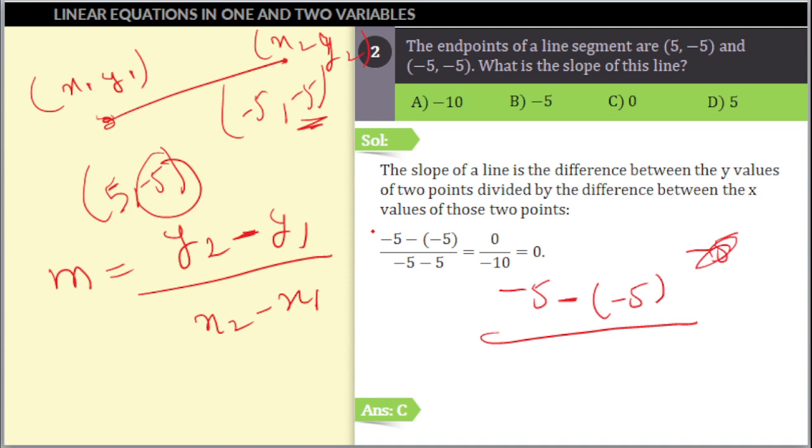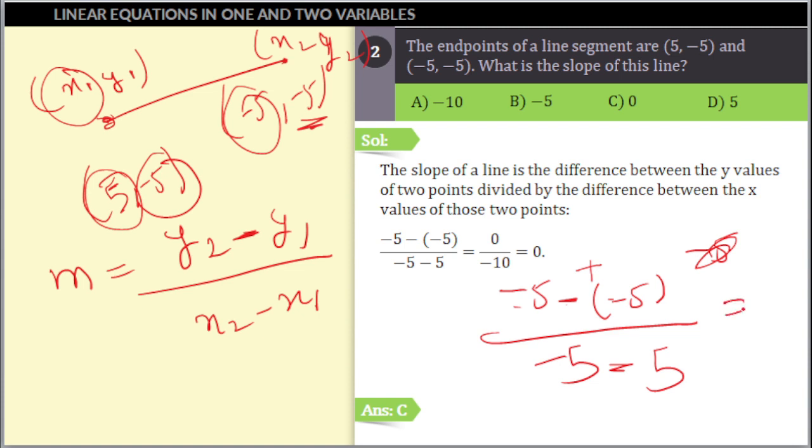Divided by x2 which is minus 5. Again there is a minus in the formula, so we put minus, and x1 is 5. So minus 5 minus 5, it would be 0, and so the slope is 0. That means there is no steepness in the graph. If a line lies on the x-axis, its slope will be 0.